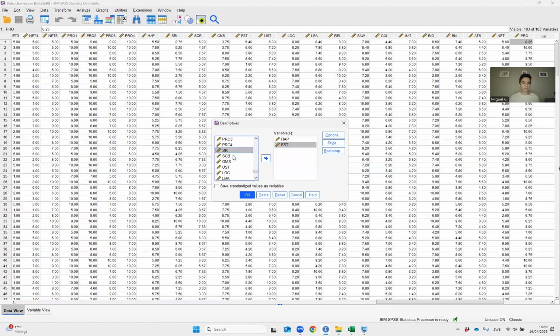Maybe I will just go, I'm just making up something. SRI, SCB, GMS, and no, I'm sorry, not this because these are dependent. Select 3 independent variables. So UST, locus of control, life balance, and relations. 4. Select 4 because these 4 variables, we will use them as if they were control variables too. So click here and then go all the way up to the controls that we will use for all of our models: gender, age, year, university level, and Sweden. Select all these and move them here.